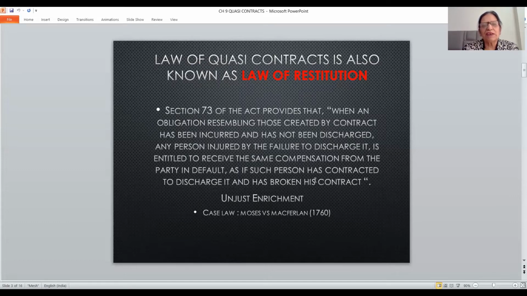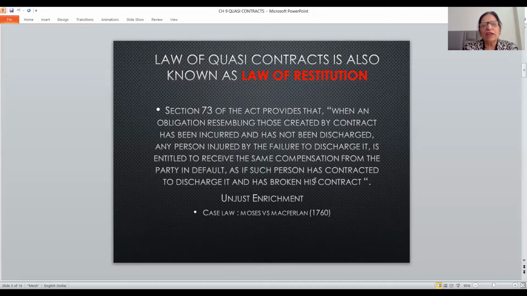So Section 73 of the Act provides that when an obligation resembling those created by a contract has been incurred and has not been discharged, any person injured by the failure to discharge it is entitled to receive the same compensation from the party in default, as if such person has contracted to discharge it. So, friends, whatever are the consequences of contract, the same consequences will be there of the quasi contracts.